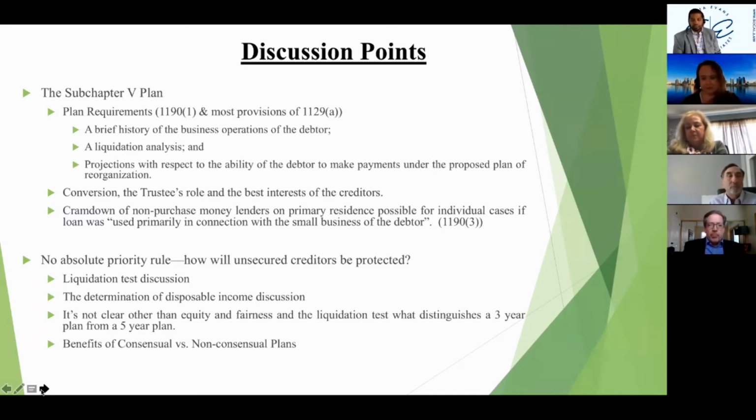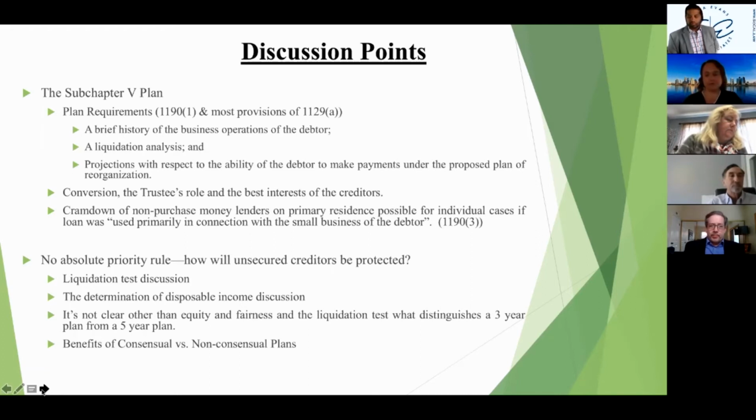Yeah. So then moving on, this slide: without an absolute priority rule, how will unsecured creditors be protected? Recalling for a minute that the absolute priority rule requires in regular Chapter 11 that equity holders can't retain their interests if non-consenting impaired classes of unsecured creditors are not paid in full with interest. One of the big benefits of Subchapter 5 is that equity can now retain their interests without having to satisfy unsecured classes of creditors in full. So how are unsecured creditors going to be protected?